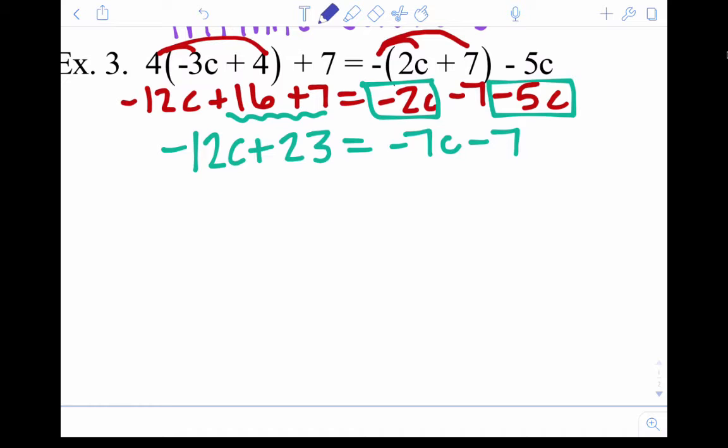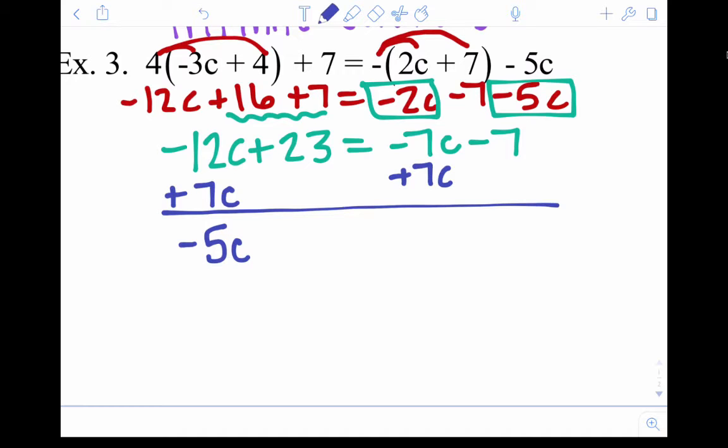I need to move my variables to the left side now. So I have a negative 7c on the right side. The opposite operation of that is plus. So I'm going to add 7c to both sides. Negative 12c plus 7c is negative 5c. So my variables did not cancel out, so we'll just keep working through this until we have a stopping point. And then I have plus 23 equals negative 7.